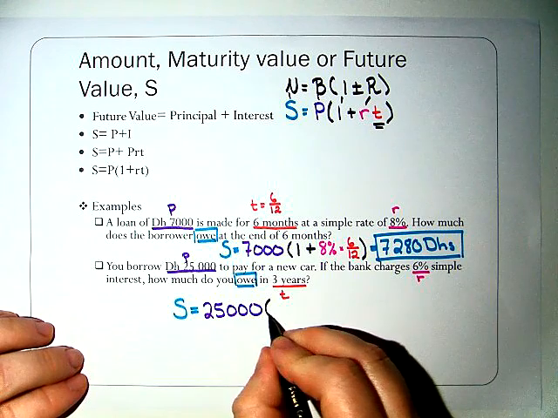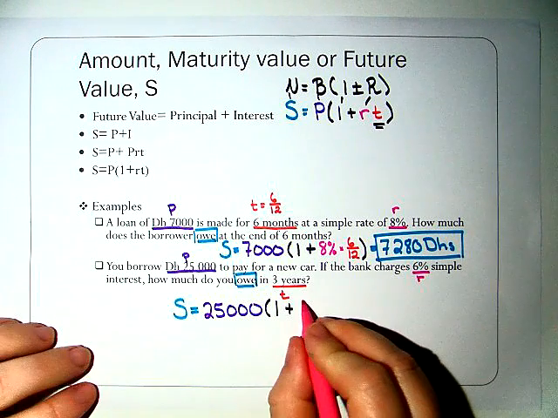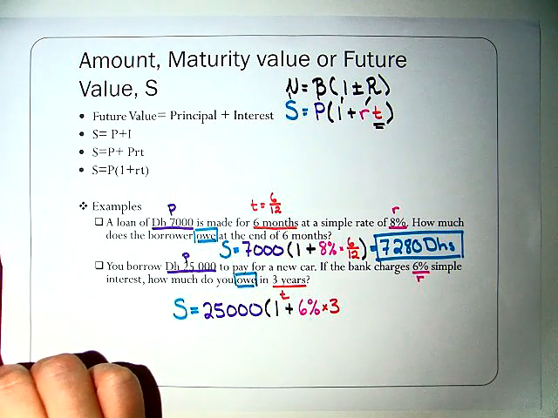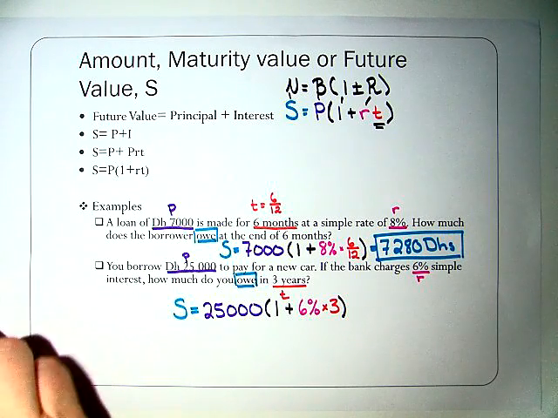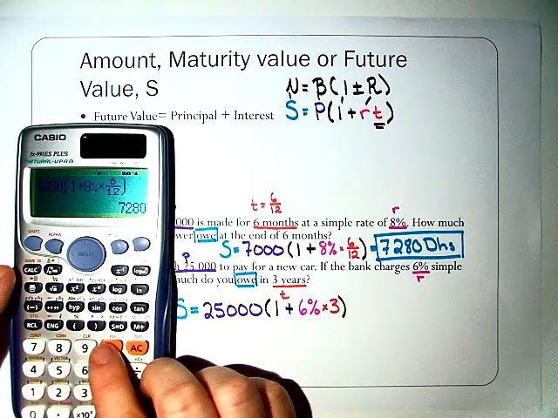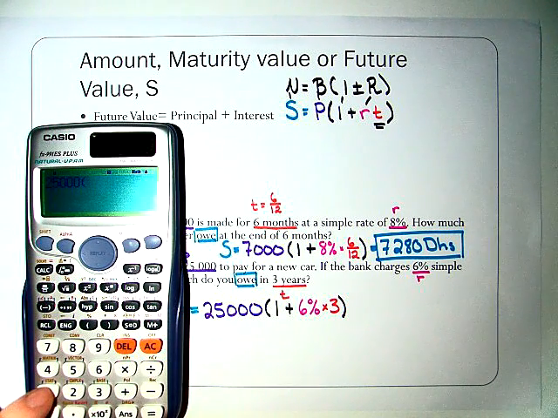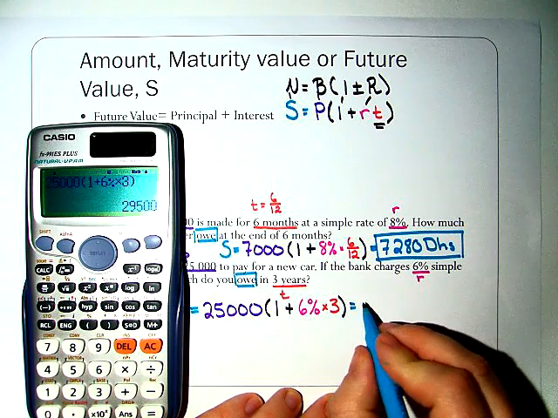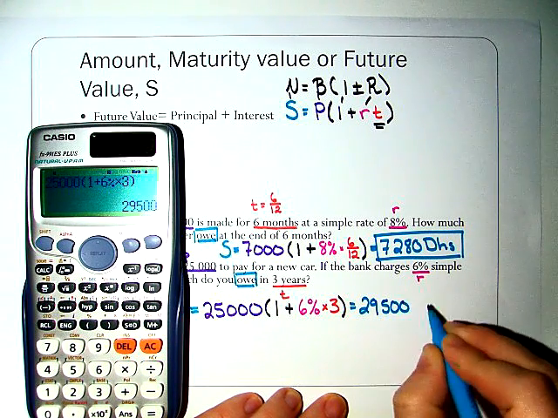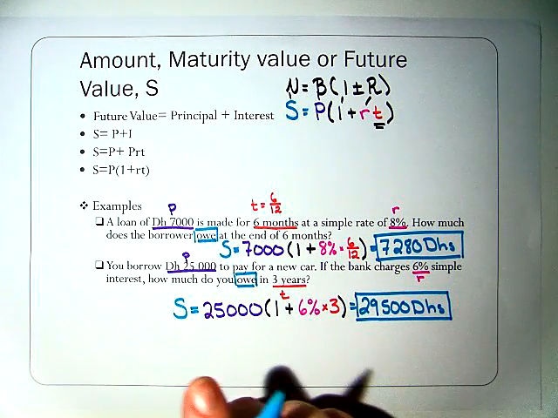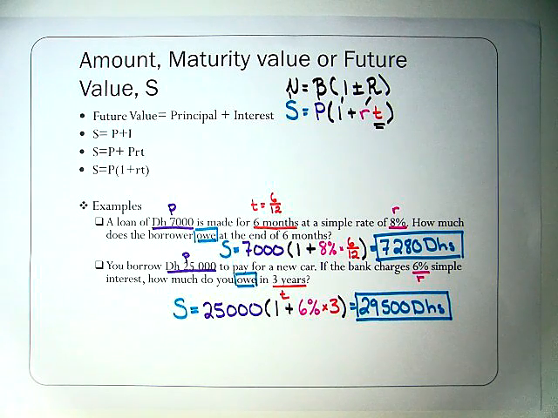25,000, 1 plus 6% times 3. So we've set it up exactly as it appears in our equation, and when we put it in our calculator, we'll put it in the same way. So we clear out what we did before. 25,000, open your parentheses, 1 plus 6% sign times 3. Close your parentheses, and we get that at the end of 3 years, they owe 29,500 for that car. So that's how you find the maturity value, or the summative amount, in simple interest.